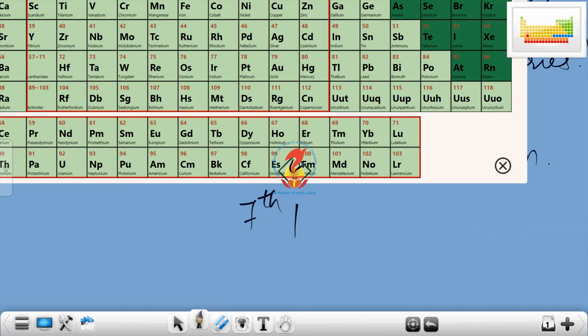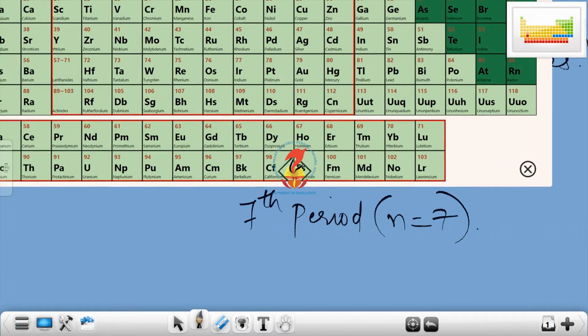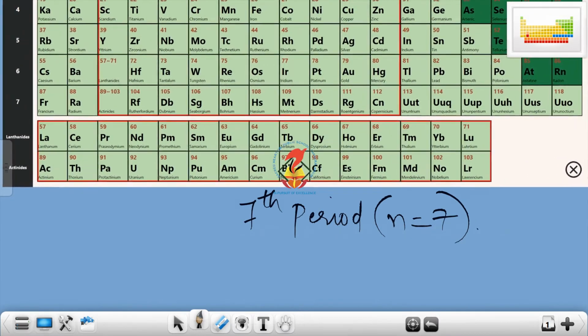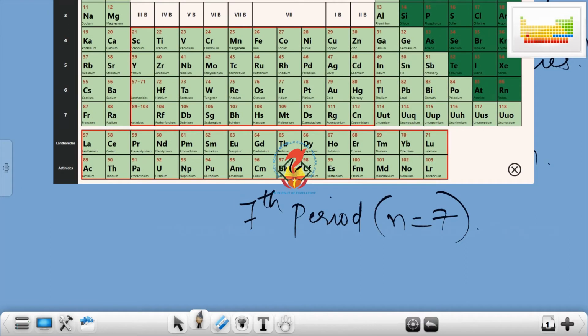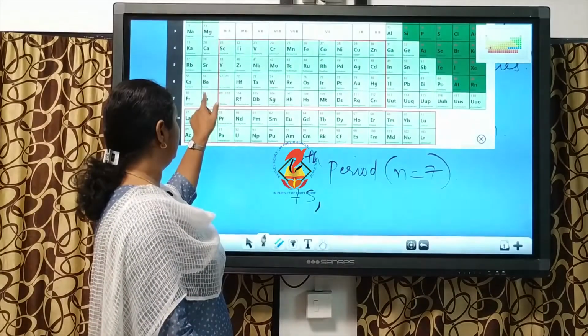7th period, n is equal to 7. Now you can say in 7th period, which are the orbitals that get filled. First we have 7s. Look at the periodic table, 7s. We have francium and radium. 7s2 gets completed with radium.